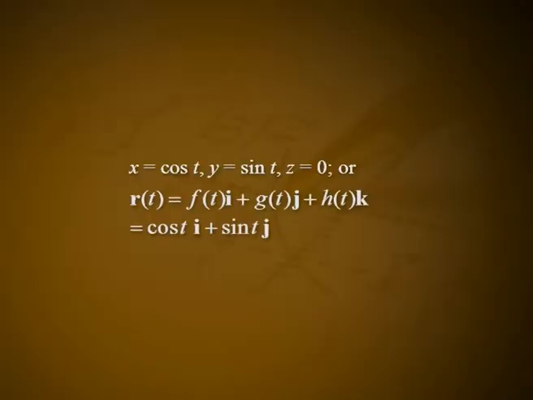Example 1, representation of a circle in vector form. Consider the circle x squared plus y squared equal to 1 in the xy plane. It is most convenient to use the trigonometric functions with t interpreted as the angle that varies from 0 to 2 pi. Then we have x equal to cos t, y equal to sin t, z equal to 0, or vector r of t equal to f of t i plus g of t j plus h of t k equal to cos t i plus sin t j.